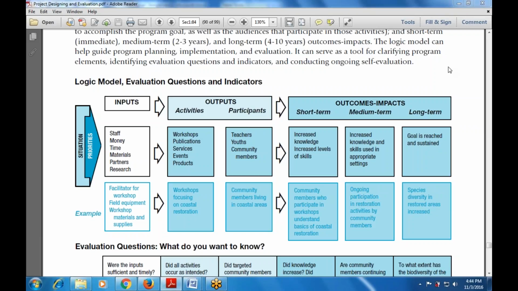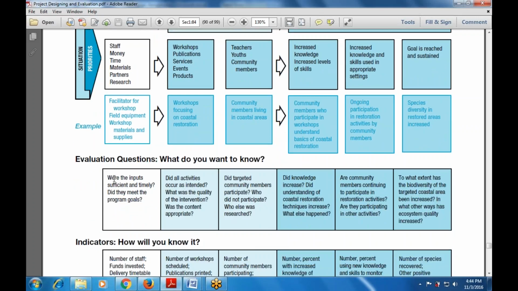Now next is the evaluation questions. What do you want to know? That is the evaluation question: what do you want to know about the data? What do you know about the material? Were the inputs sufficient and timely? Did they meet the primary goal?